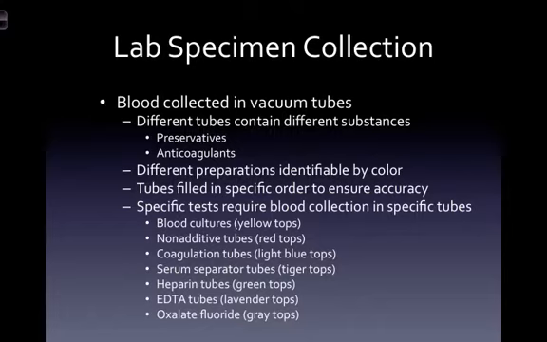Blood cultures are going to be yellow tops, non-additive tubes are going to be red tops. Coagulation tubes, light blue tops. Serum separated tubes are going to be tiger tops. They're essentially red and spotted all over, kind of striped looking. Heparin tubes are going to be green tops. EDTA tubes are going to be lavender tops, and EDTA is an anticoagulant. Oxalated fluoride are going to be gray tops.